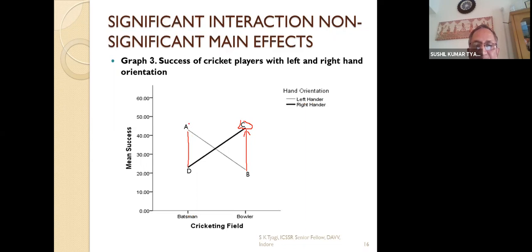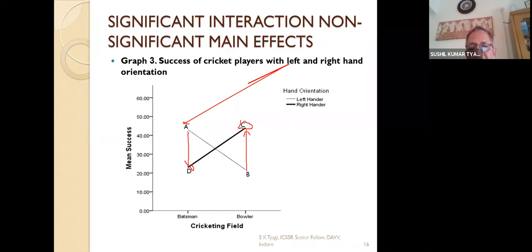So success, who is achieving more success? Right-handed bowler, but left-handed batsman. So merely by this, we can say that there is interaction because this success is not the same across all levels. Let us see the difference of difference. Here, the difference appears to be the same, but no, the direction is different.